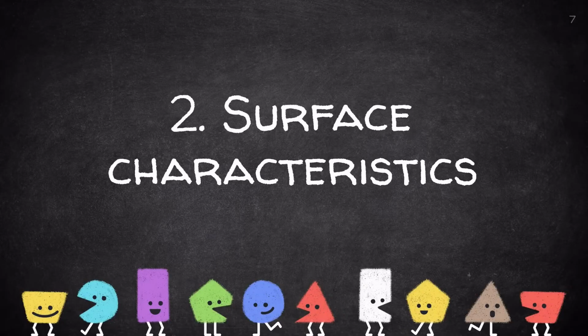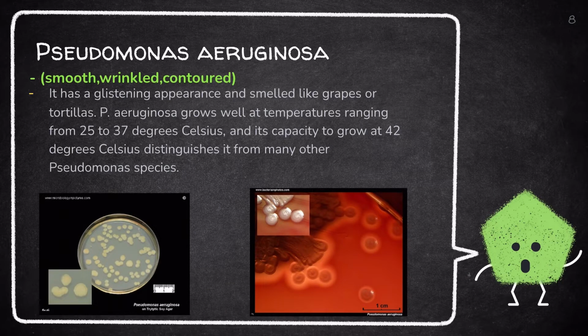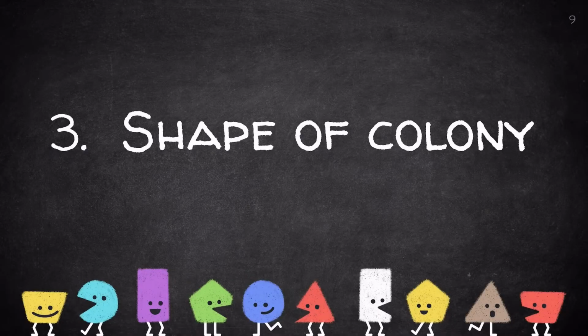So the second one is the surface characteristic. Pseudomonas aeruginosa on an agar plate looks smooth, wrinkled, and contoured. It has a glistening appearance and smells like grapes or tortillas. P. aeruginosa grows well at temperatures ranging from 25 to 37 degrees Celsius, and its capacity to grow at 42 degrees Celsius distinguishes it from many other Pseudomonas species.